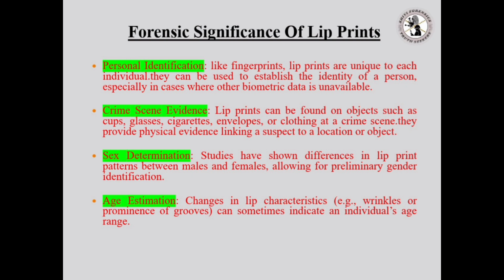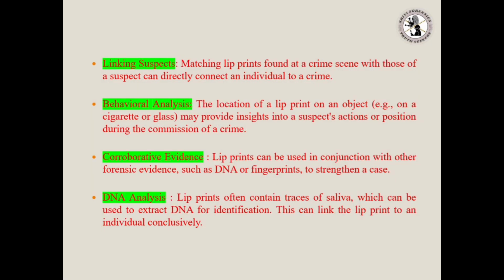Then next we have sex determination. Various studies have shown differences in lip print patterns between males and females, which allows for preliminary gender identification. So next we have age estimation. Changing lip characteristics can sometimes indicate an individual's age range. The location of a lip print on an object may provide insights into a suspect's action or position during the commission of a crime. And also we can estimate the smoking habit of a person by identifying a lip print.